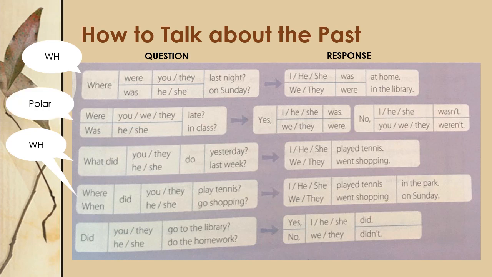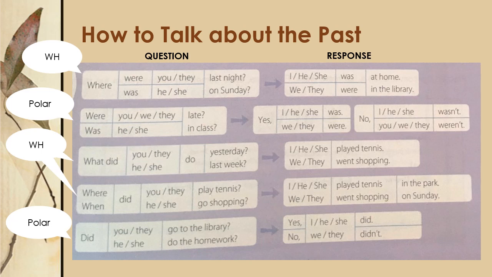Polar conversations. When we say polar, these are conversations which can be answered with yes and no. And that's how you can answer those kinds of questions. So when you ask, were you late, the only way to answer that question is by saying yes and no. Yes, I was. No, I wasn't. Was he in class? Yes, he was. No, he wasn't.